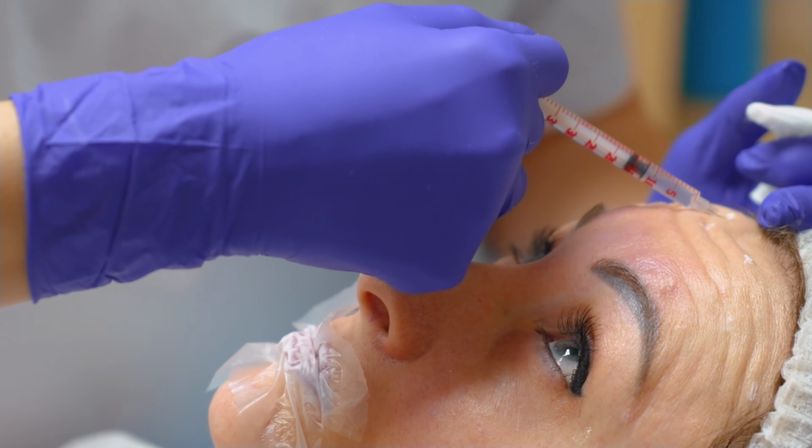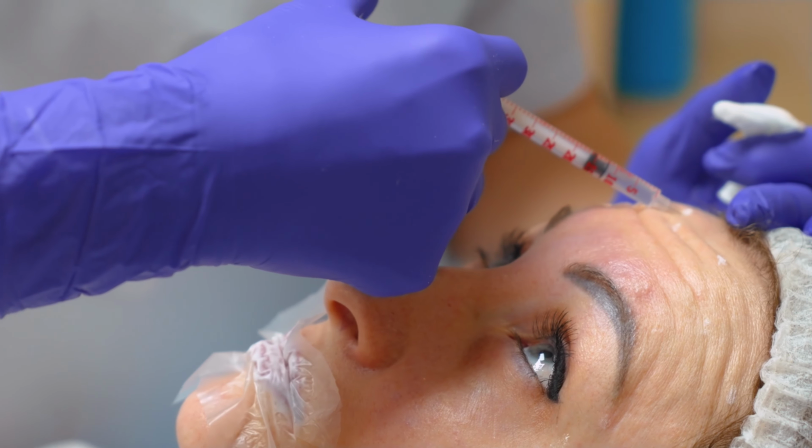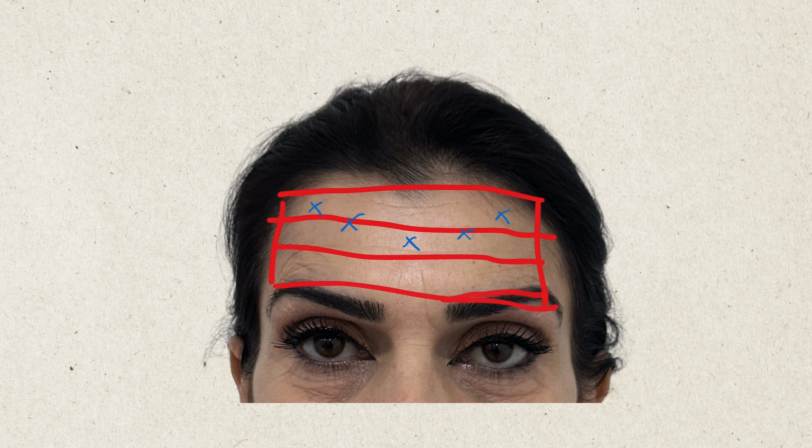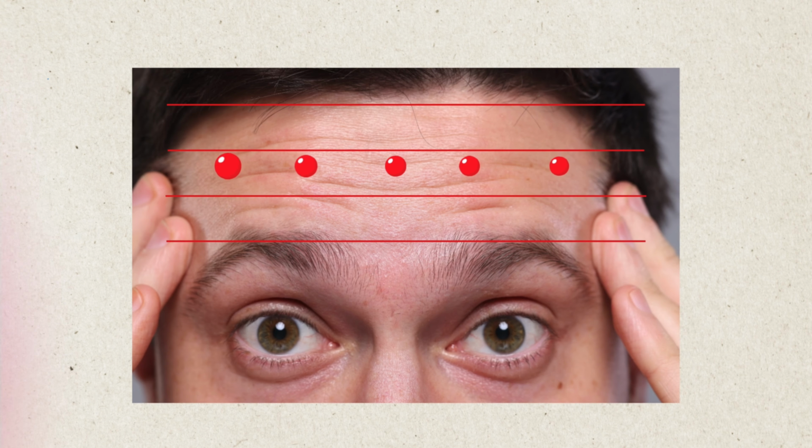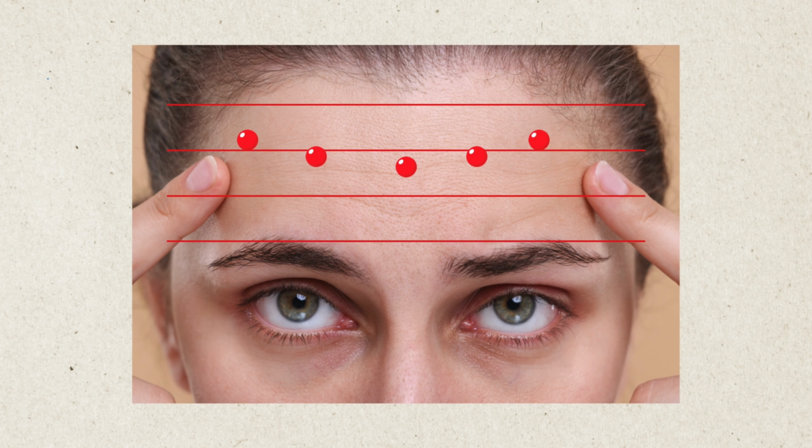The standard injection plan uses 5 points, 1 central, and 2 on each side. All points should be in a straight, symmetrical line. In men, aim for a flat, horizontal line for a natural masculine look. In women, place the lateral point slightly higher toward the hairline, creating a subtle wide V shape.